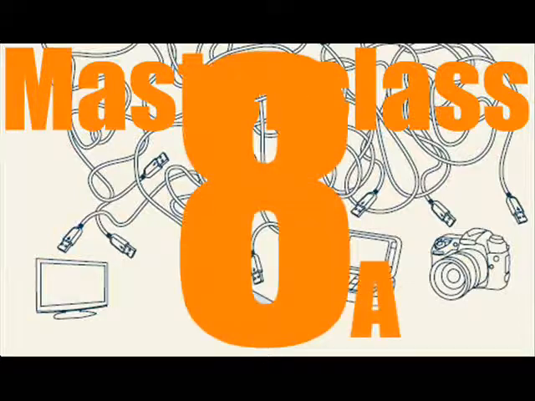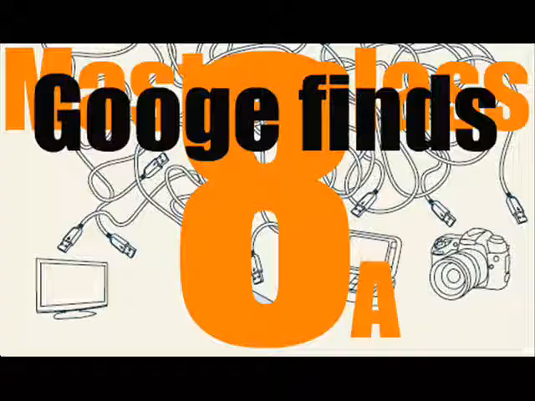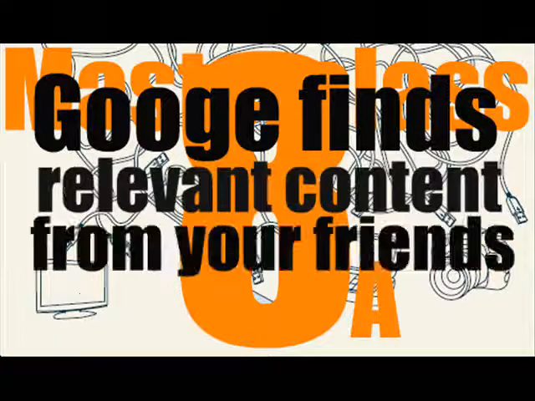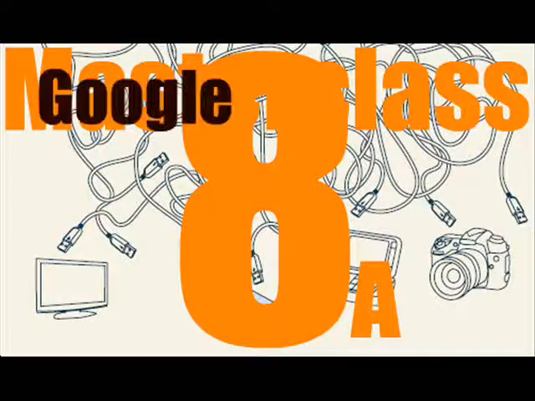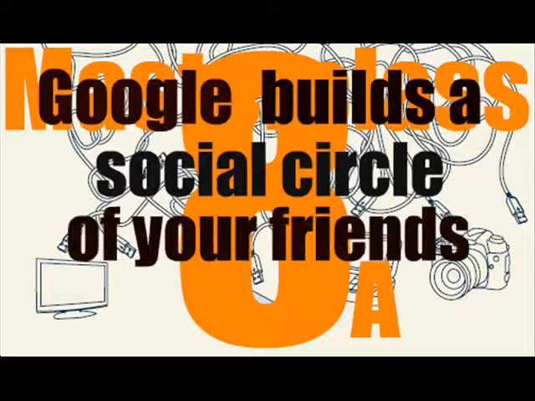Here's what Google says about how social search works. With social search, Google finds relevant public content from your friends and contacts and highlights it for you at the bottom of your search results. The way we do it is by building a social circle of your friends and contacts using the connections linked from your public Google profile, such as the people you're following on Twitter or FriendFeed.